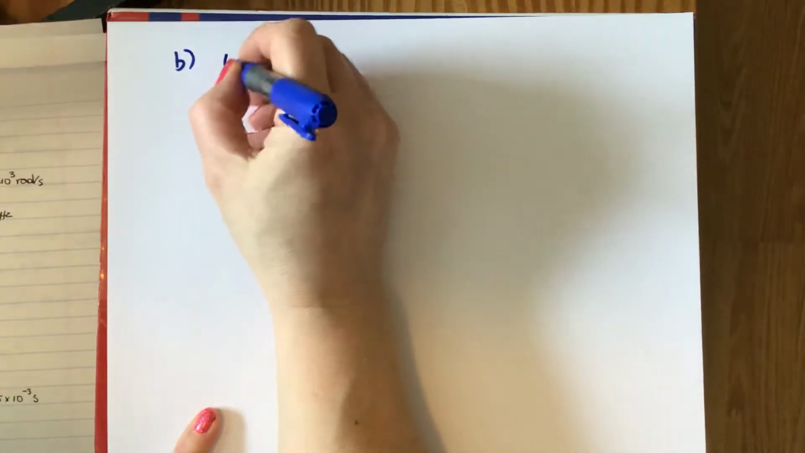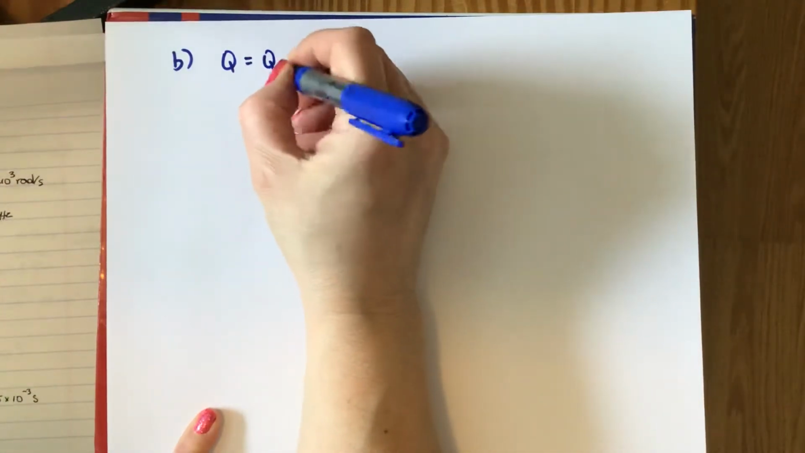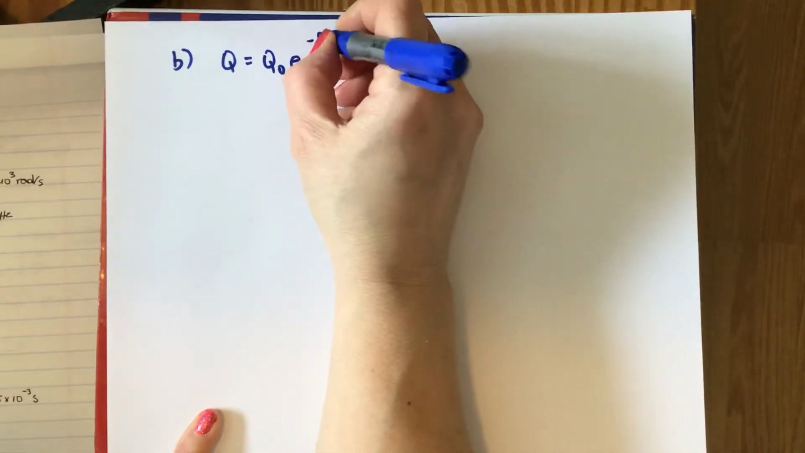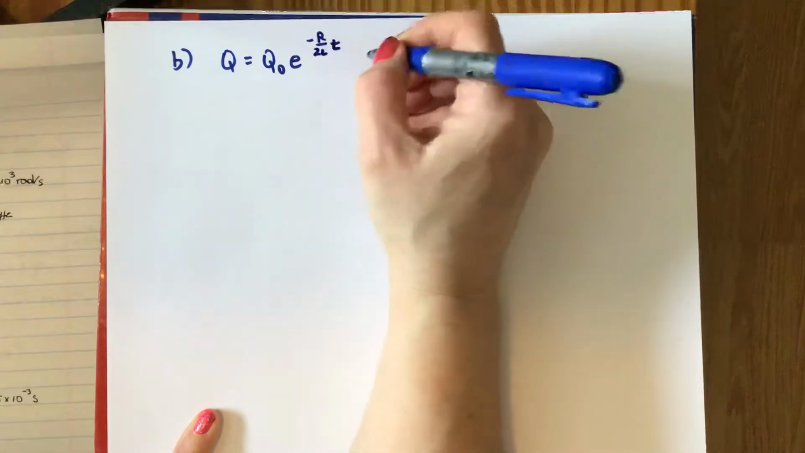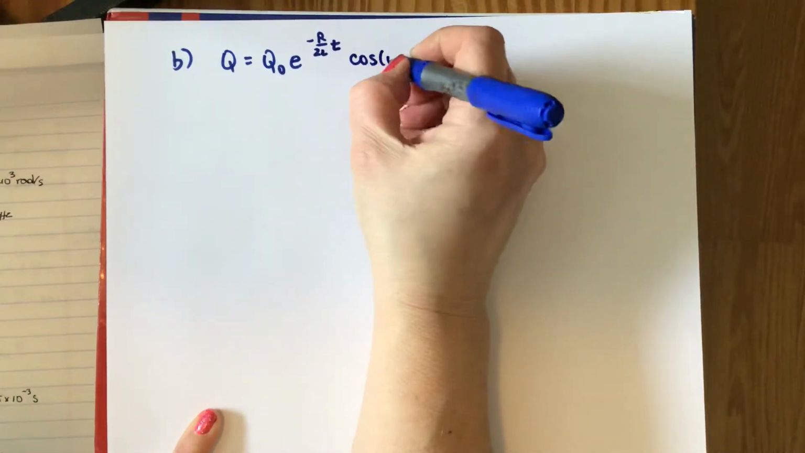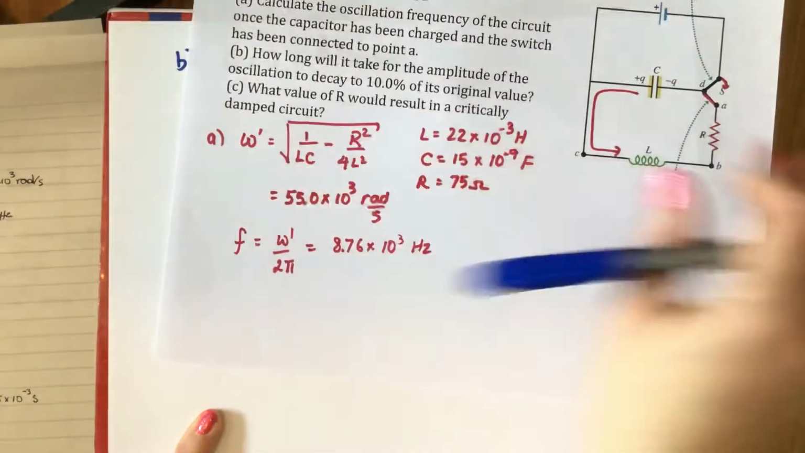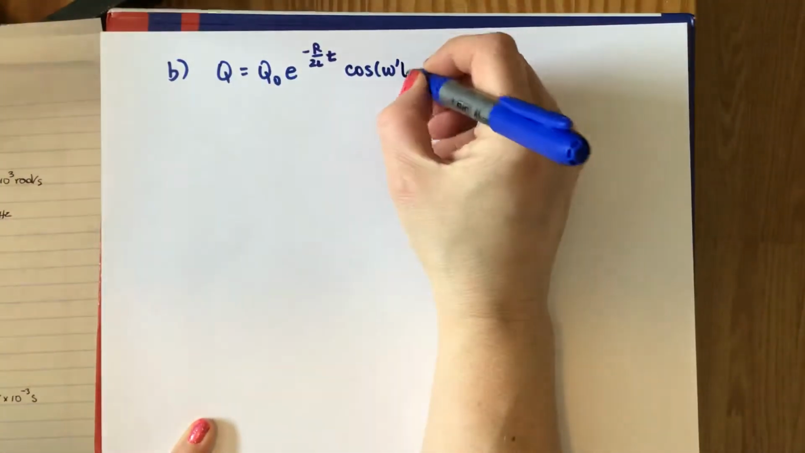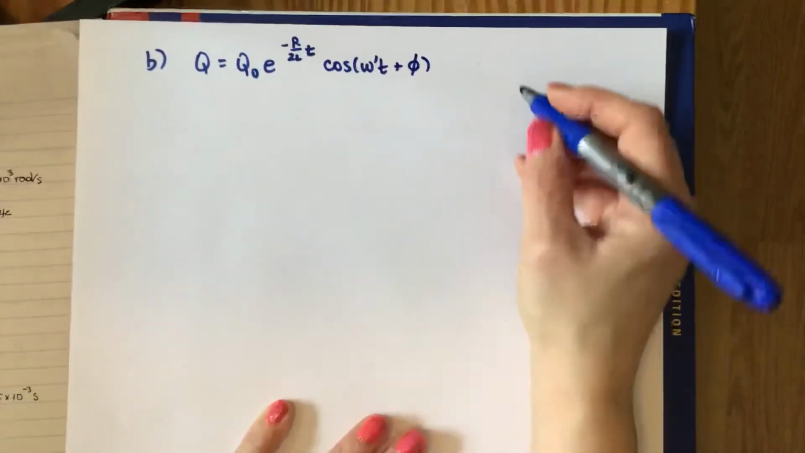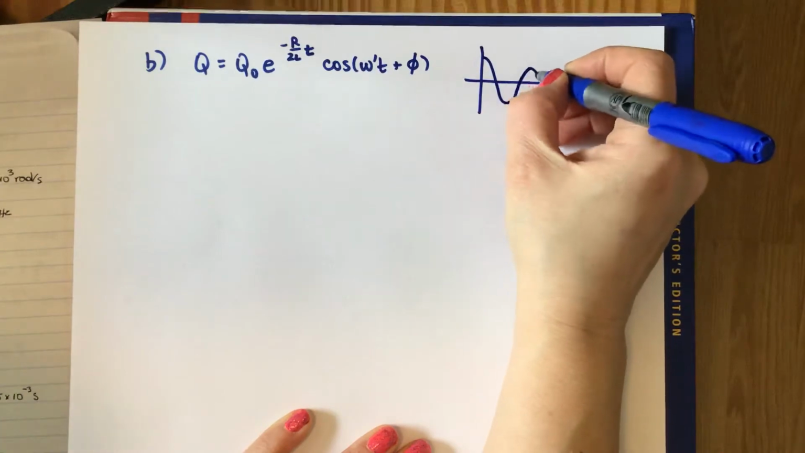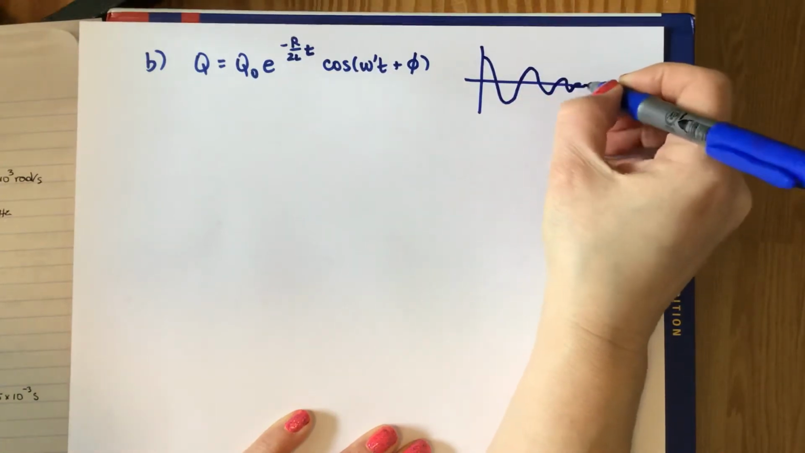The equation for that charge as a function of time was what we came up with in the last video. The charge as a function of time is some initial charge times e to the minus R divided by 2L times t, times cosine of omega prime t plus phi. I'm not going to write out that big omega prime expression again, but omega prime is this guy. That gave us a charge on that plate that looked something like this. If you were to plot it, that's what it would look like.